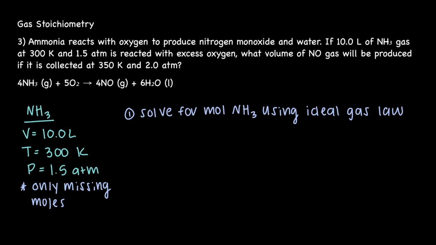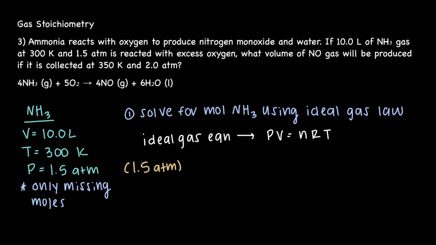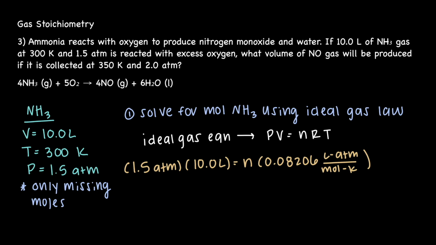To find moles of NH3, we will use the ideal gas law, PV equals nRT. We are given a pressure of 1.5 atm, a volume of 10 liters. We are solving for moles. The ideal gas constant R is 0.08206, and the temperature is 300 Kelvin. Solving, we get 0.61 moles of NH3.